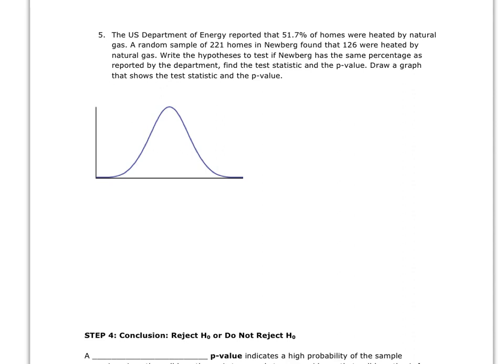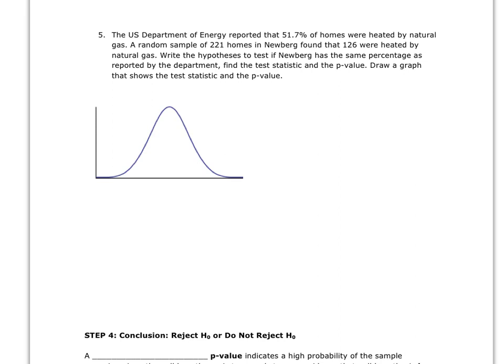Okay, next example. U.S. Department of Energy reported that 51.7% of homes are heated by natural gas. A random sample of 221 homes in Newburgh found that 126 were heated by natural gas. Write the hypothesis to test if Newburgh has the same percentage as reported by the department. Find the test statistic and the p-value.